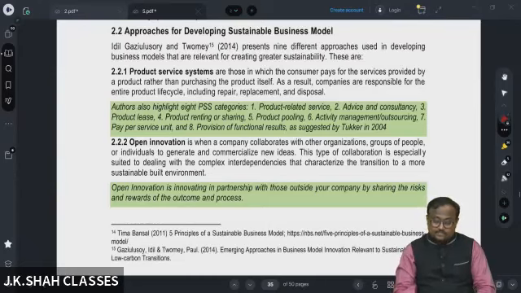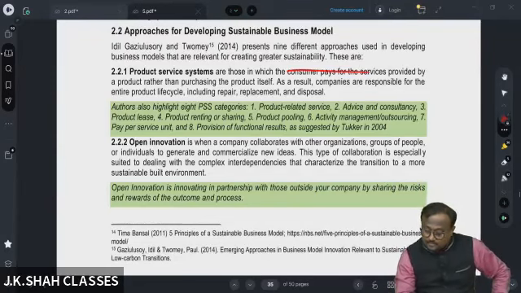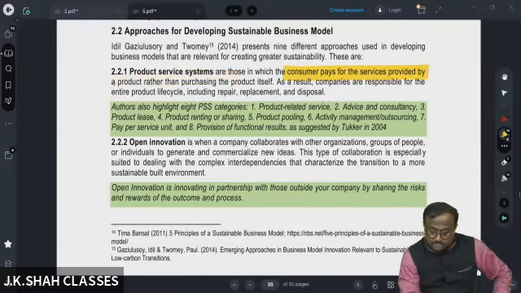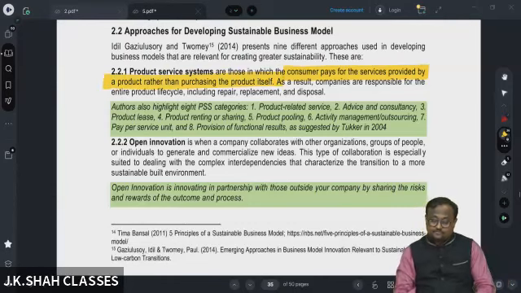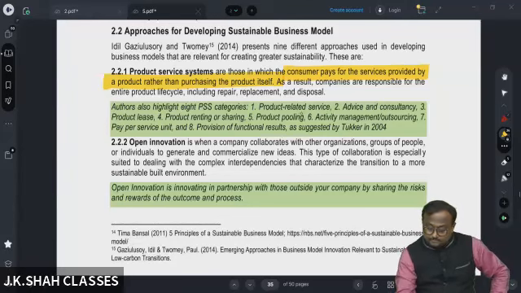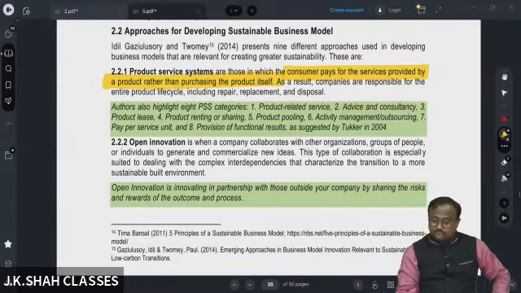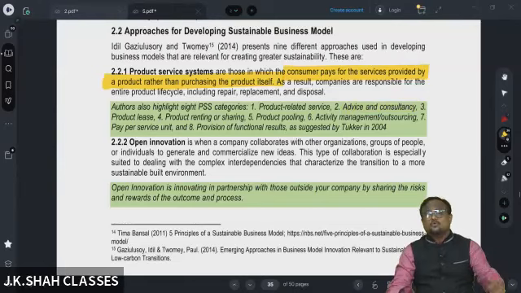Like the first one is product service system, where your customer pays for the service provided by the product rather than purchasing the product itself. For example, product related services, advice and consultancy. When you take your vehicle for servicing, it's a free counseling, it's free advice.